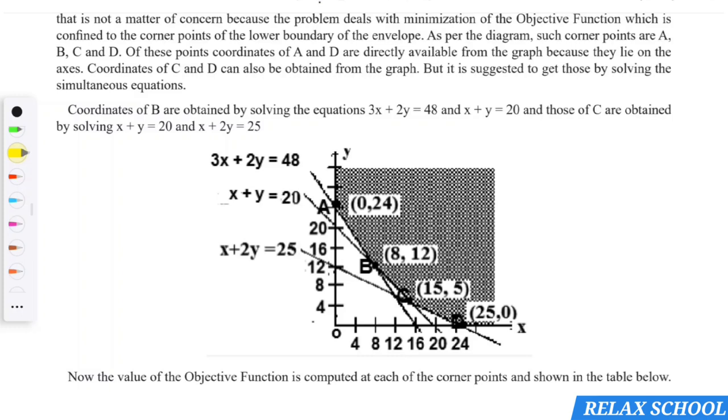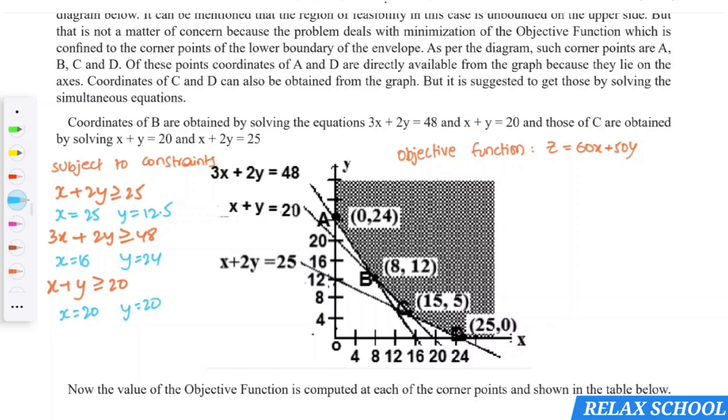So give me a minute and let me gather all the equations first. Yes, now I have simplified the question. Now we have the objective function and subject to constraints. Now we will understand how to draw the graph and find the coordinates so that we can solve the problem.